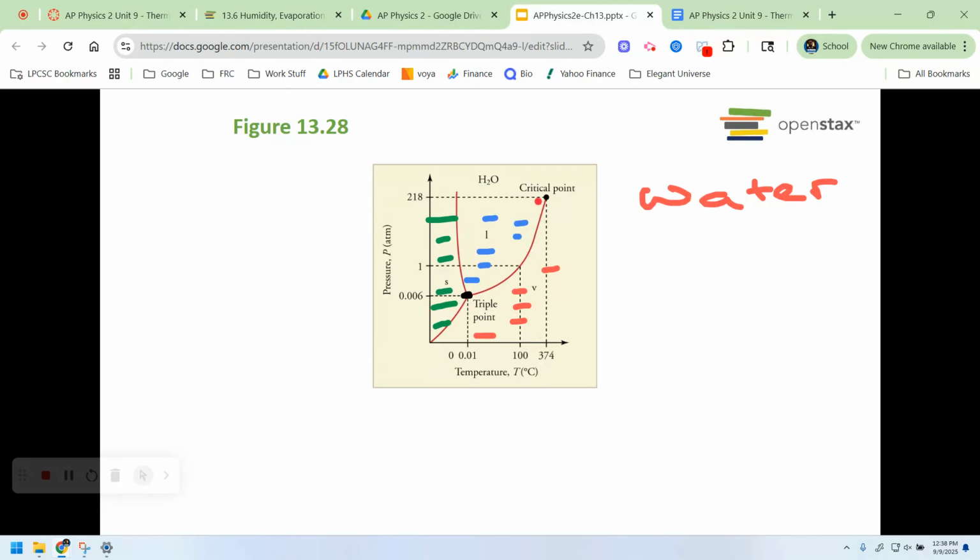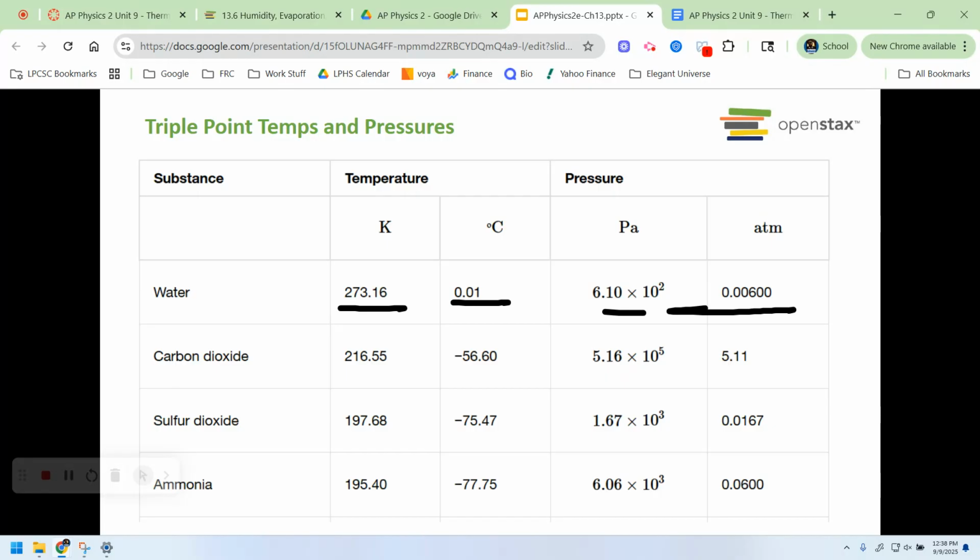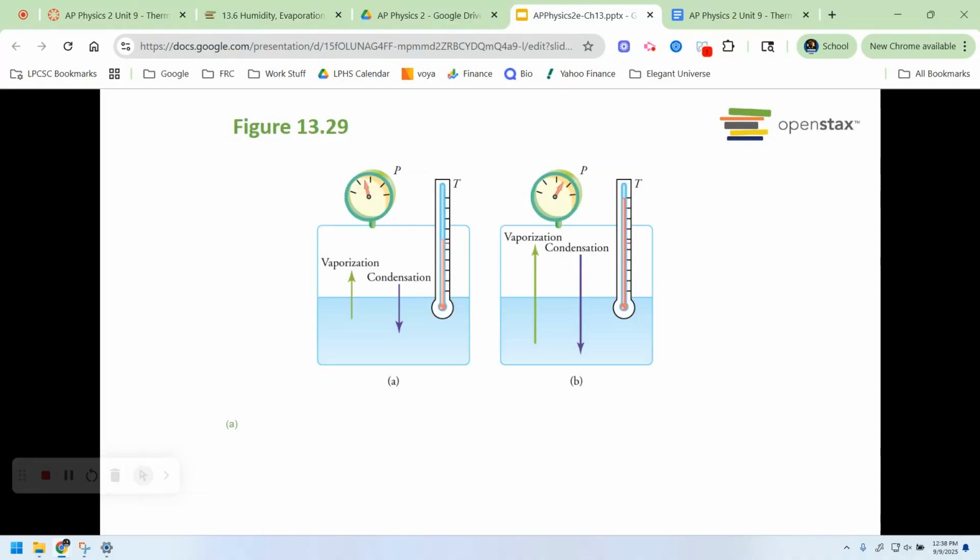In fact, it can remain a liquid until about 373 degrees Celsius. So by increasing the pressure, you can keep it a liquid for a little bit longer, and so that's the triple point diagram and the relationship between pressure and water vapor. So let's unpack these two diagrams.